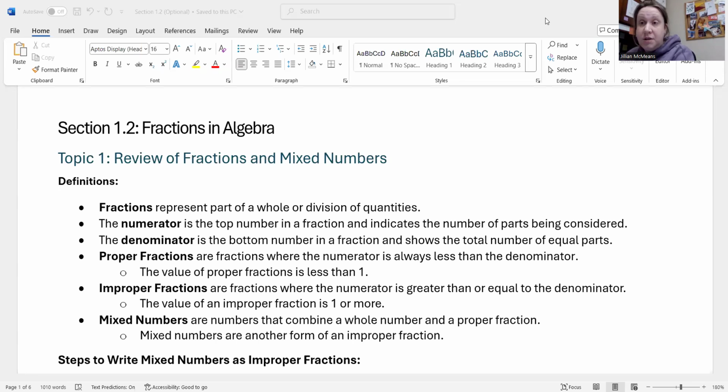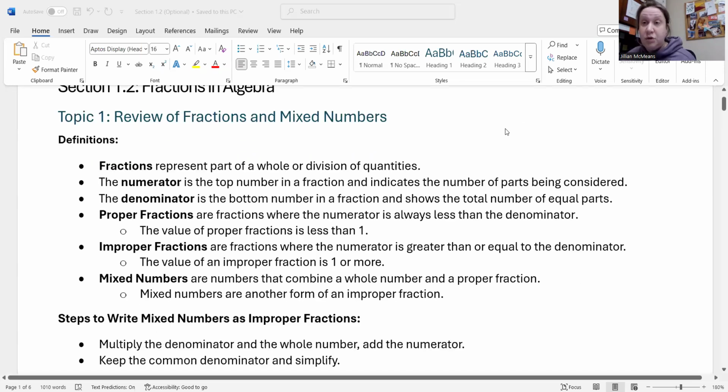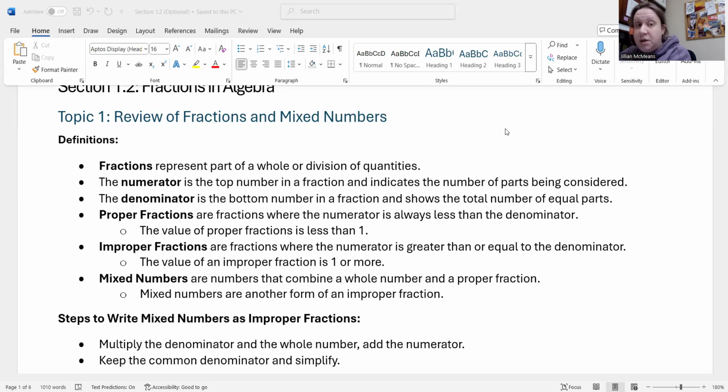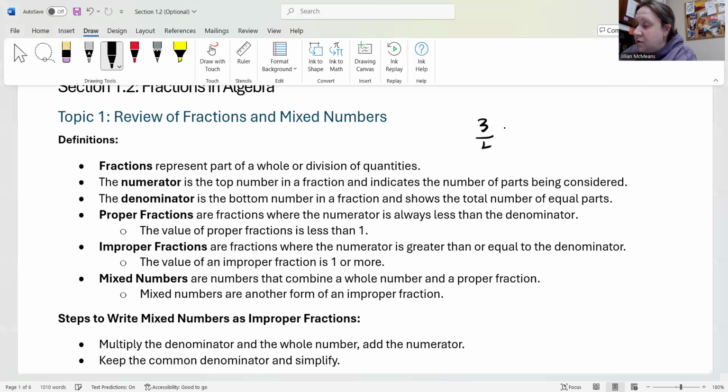So a fraction is a way to represent part of a whole or division of quantities, okay? So we have two parts to a fraction. The numerator is the top number in the fraction and indicates the number of parts being considered. The denominator is the bottom number in a fraction and it shows the total number of equal parts. So let's say we had the fraction 3/4. Okay, 3 is the numerator, 4 is the denominator.